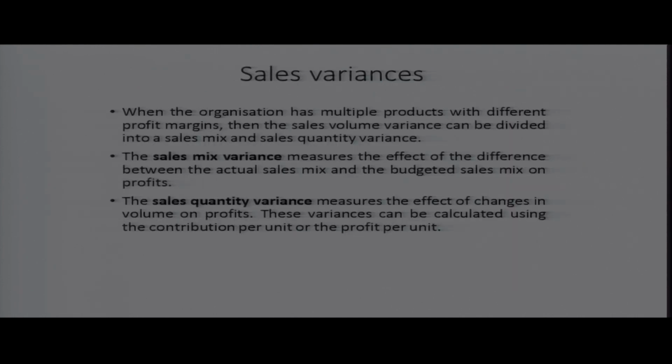So what does this tell us about the sales variance? That when the organization has multiple products with different profit margin, then the sales volume variance can be divided into the sales mix and the sales quantity. The sales mix variance measures the effect of the difference between the actual sales mix and the budgeted sales mix on profit. The sales quantity variance measures the effect of change in volume on profit. These variances can be calculated using the contribution per unit or the profit per unit.